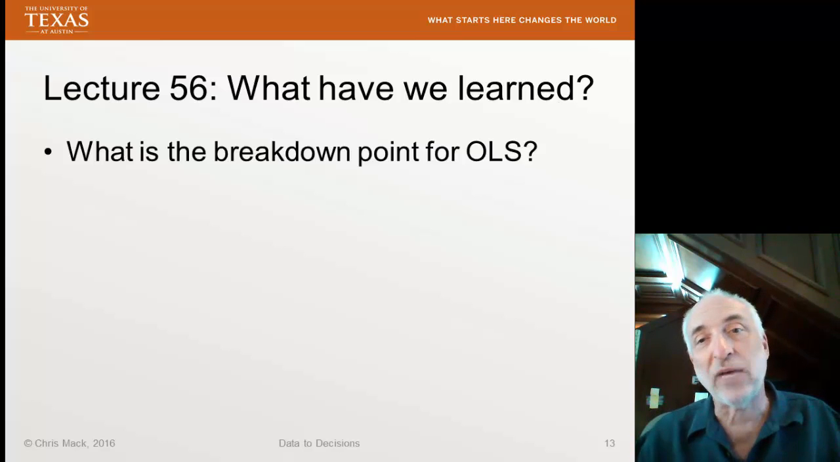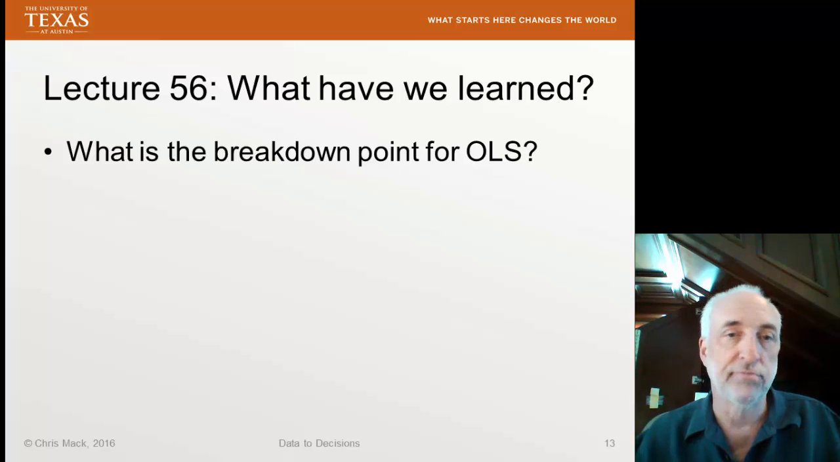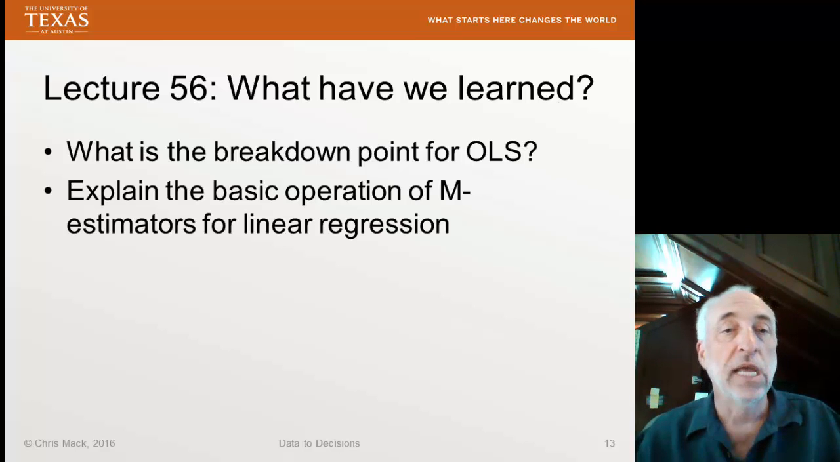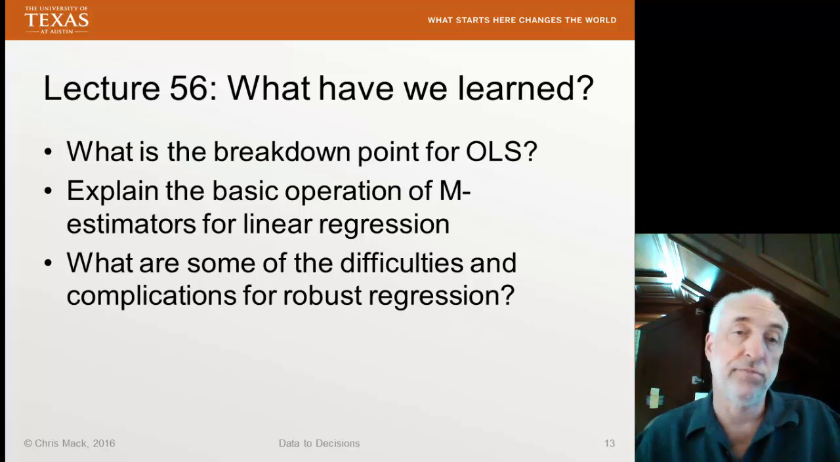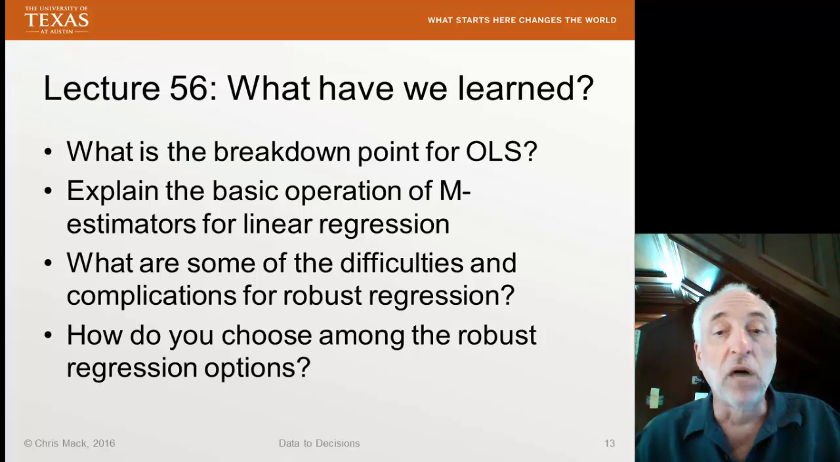What is the breakdown point for ordinary least squares regression? Explain the basic operation of M-estimators for linear regression. What are some of the difficulties and complications for using robust regression? And finally, among the various robust regression approaches, how do you choose which option to use?